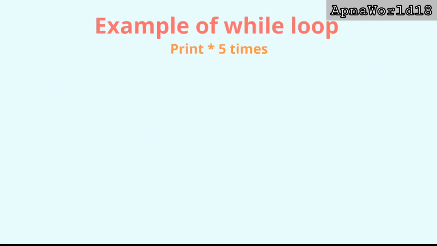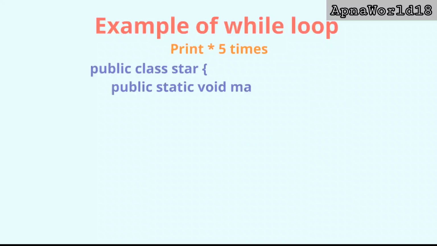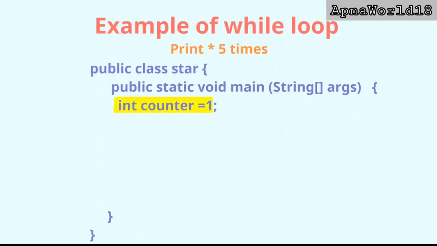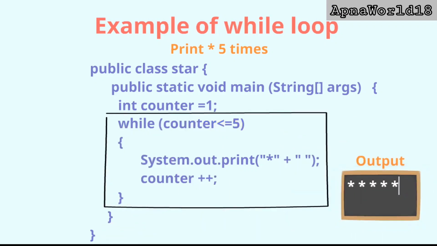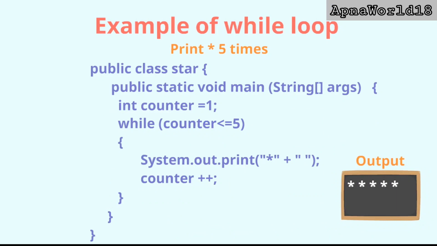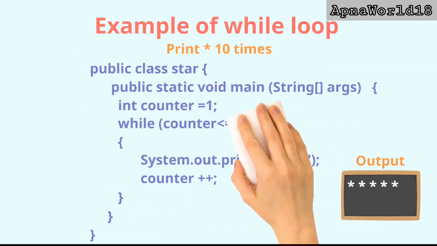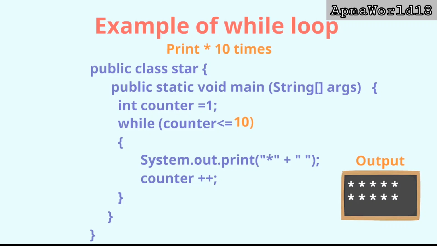Suppose we have to print star 5 times while using the while loop. Before we enter the loop, we will initialize our counter to 1. We know our loop condition is that counter is less than or equal to 5. Within the loop, we will write our print statement to print the star, and then we will increment the counter so that after 5 iterations, it exits out of the loop. Now, this while loop will print a star 5 times. If you need to print a star 10 times, you just need to change your while condition to 10.